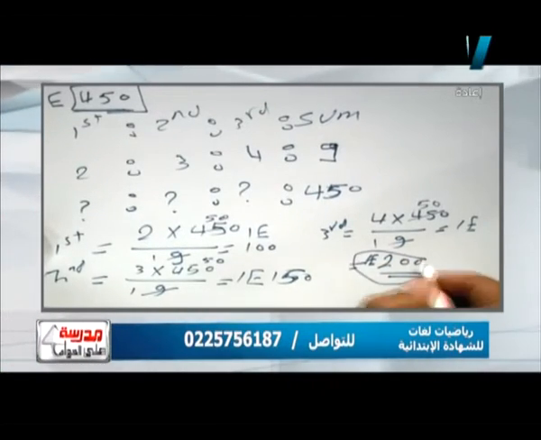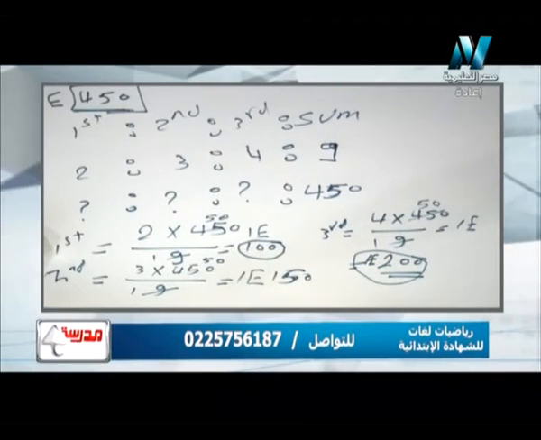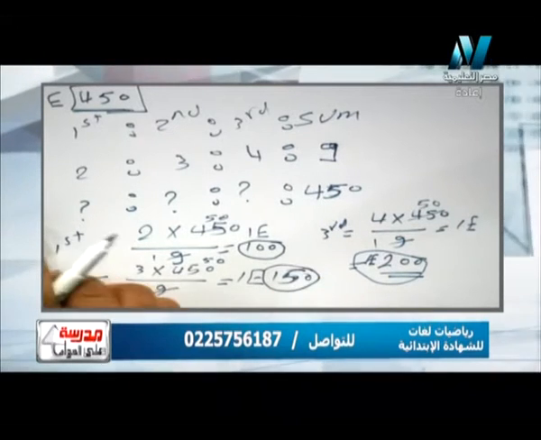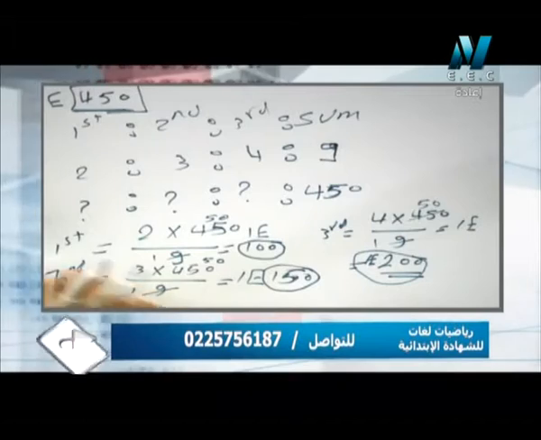If we add 200 to 100 to 150, the result will be 450. Excellent. Now we are sure our answer is correct. All right, let us move to another exercise.